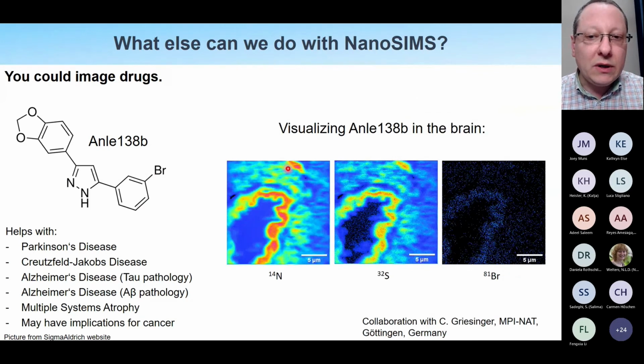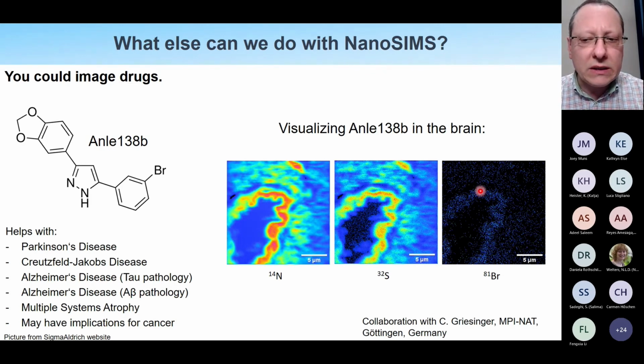You can now take brain pieces and just look at where ANLE is. And this is your nitrogen, this is your sulfur, and this is your bromine. It's not even that difficult. Bromine is actually pretty easy to image. The rest is more issues of getting the right questions, the right biological samples, the right tissue.